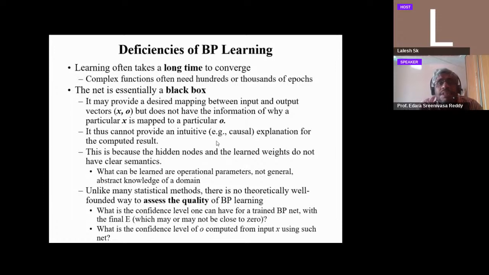This is because hidden nodes and learned weights do not have clear semantics. How many hidden nodes must be there? We don't have clear semantics. Unlike many statistical methods, there is no theoretically well-founded way to assess the quality of BP. What confidence level can one have for a trained BP net with final error? What is the confidence level of the output computed from input X using such a net? So yes, some limitation definitely. If it is not clear about the hidden layers and hidden weights, it still looks like a black box. But it is used in many applications.